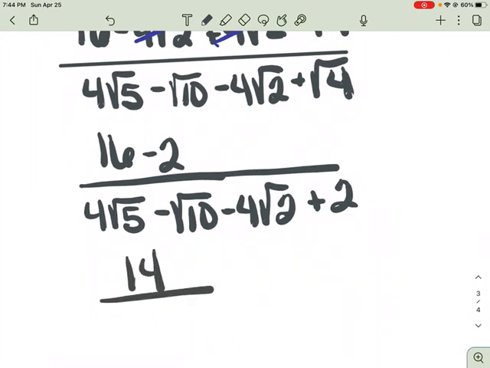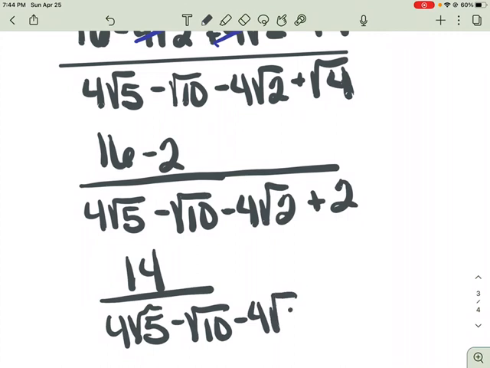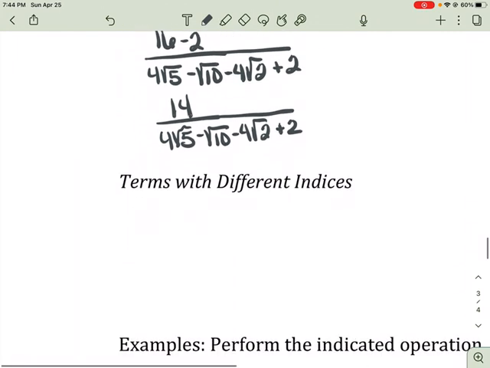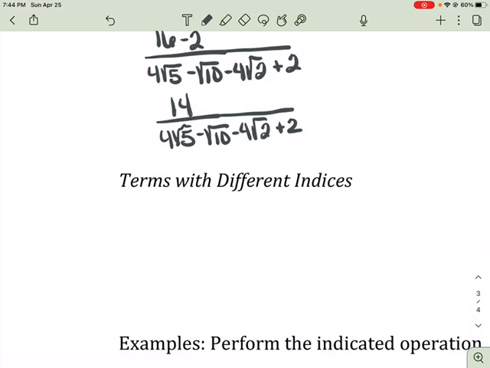So, 14, 4 square roots of 5, that was a bad square root, minus square root of 10, minus 4 square roots of 2, plus 2. Okay, we're only going to do one of those. Okay? All right, because my video is running long and I don't want to go too much longer.